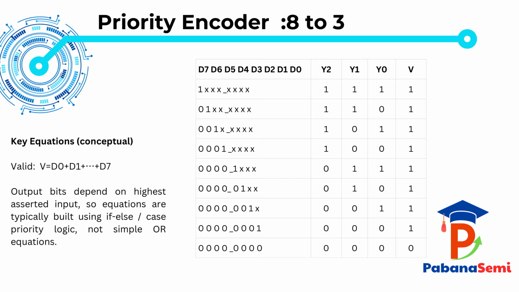The valid signal V indicates whether any request is present. That's why its equation is simply the OR of all inputs. V equals D0 plus D1 plus up to D7. If all inputs are 0, then V becomes 0, and the output code is typically held at a default value. The important point is that the output bits depend on the highest asserted input, so unlike a simple encoder, we usually implement priority encoders using if-else chains or case priority logic, rather than simple OR equations.